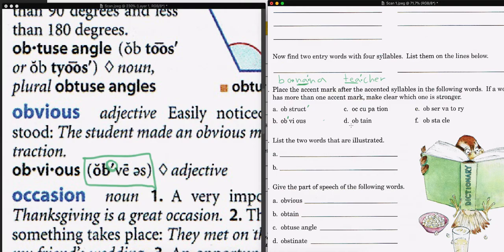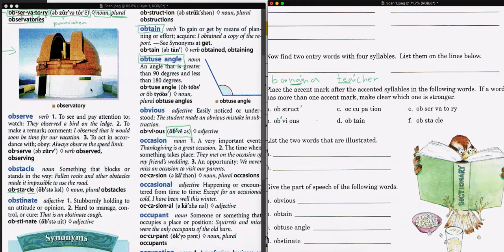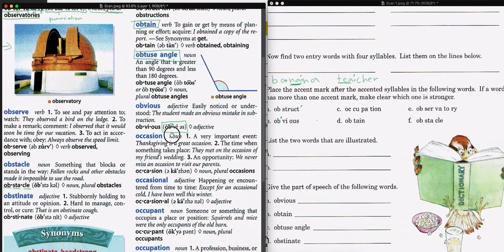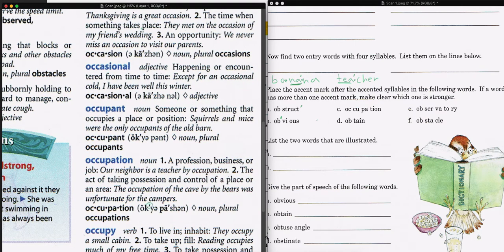All right, so hopefully you can do the rest by yourself. Look for the word occupation. Look at the pronunciation. Look for the accent mark, all right, as in obvious, and then copy it down here.